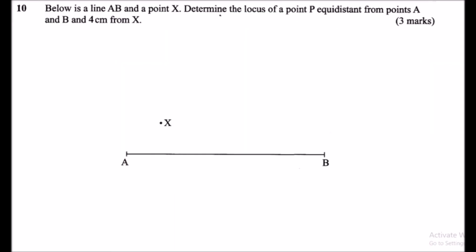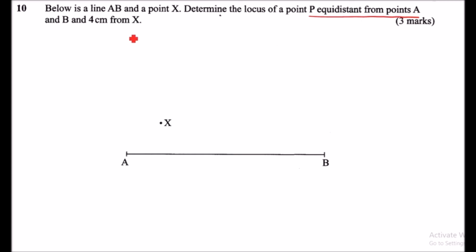Question number 10, we are told below is a line AB and a point X. Determine the locus of a point P equidistant from points A and B and 4 centimeters from X. To be able to do this question, what you need is to bisect AB so that you get the perpendicular bisector, and that will be where the point P is equidistant from A and B.